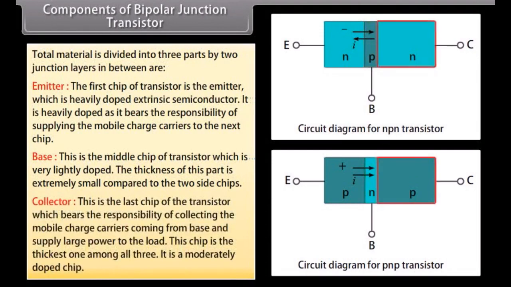Collector. This is the last chip of the transistor, which bears the responsibility of collecting the mobile charge carriers coming from the base and supplying large power to the load. This chip is the thickest one among all three. It is a moderately doped chip.